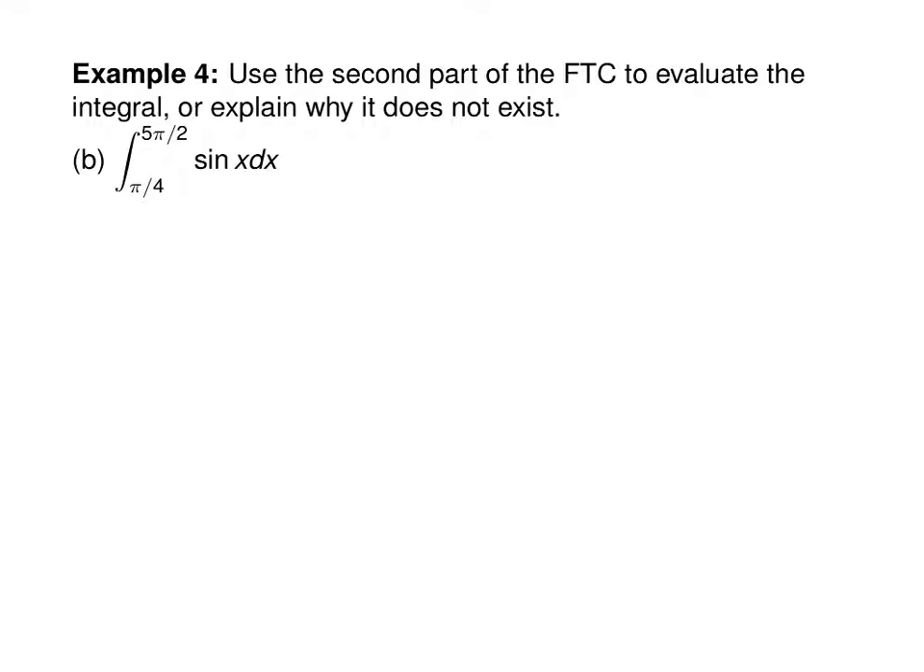How about this one? Is sine continuous? Yeah. What's the antiderivative of sine? Very good. Negative cosine. From pi quarters to 5 pi halves. Okay, so we have a negative cosine of 5 pi halves plus cosine pi quarters. Hope that's okay. I just did minus a minus makes plus, right? Okay.